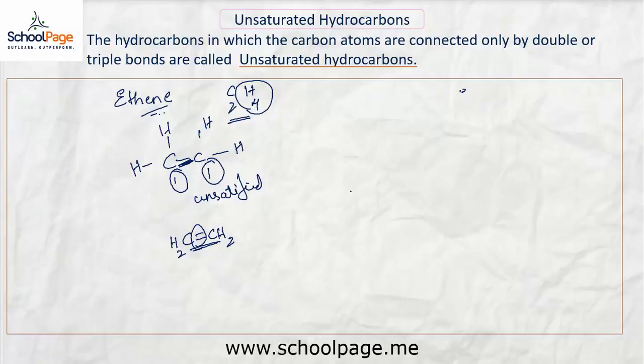One more example is ethyne. Ethyne has the molecular formula C2H2. Note that the number of hydrogen atoms has reduced to 2. So let us write the carbon skeleton first. Then the 2 hydrogens are distributed between the 2 carbon atoms, one for each. So one here, one here.